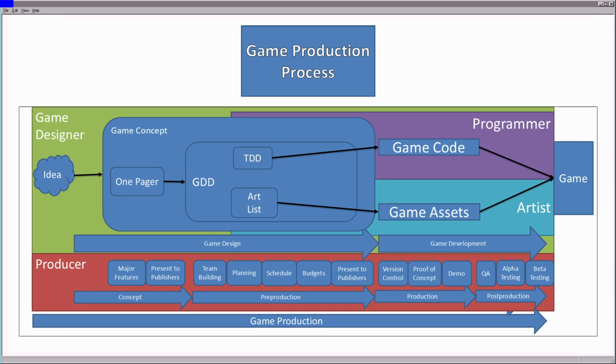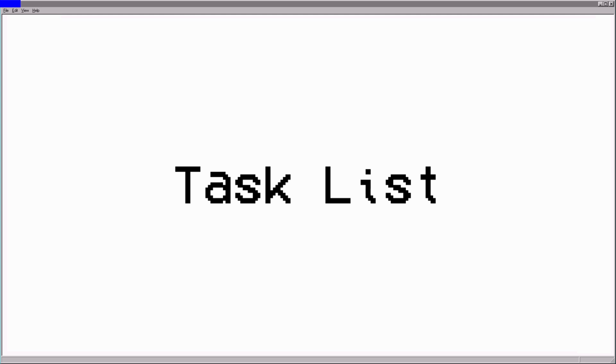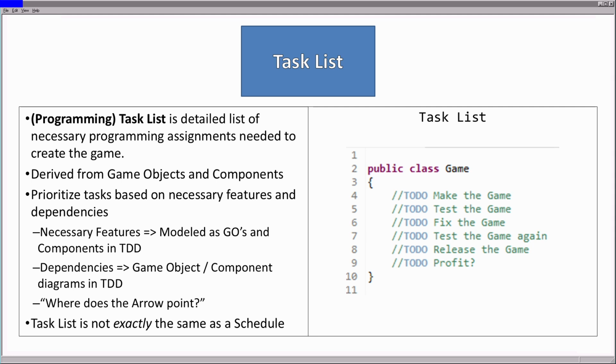Still within our pre-production process, we once more turn our attention to the programmer creating the technical design document. We've explored the game loop pattern along with the game object and component structural pattern to create game code. Now, we put those plans in place by creating a programming task list. The programming task list is a detailed list of necessary programming assignments needed to create the game. If we put sufficient time in designing the game software, then creating a task list is simple. This list easily is derived from our list of game objects and their associated components.